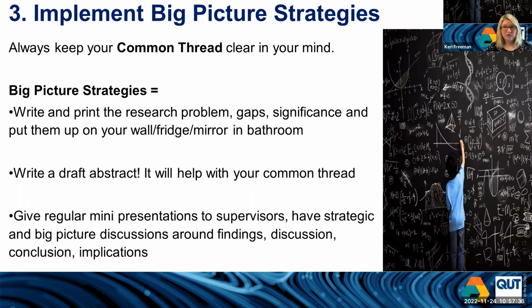So to do this, you need those big picture strategies, okay? So put this into your planning and keep that common thread in your mind. Write out the problem, the gaps, the significance, put them on your wall, put them on your fridge, put them in the bathroom, wherever it is, just stick them up so they're always in the forefront of your mind, and make sure every single section comes back to one of those. Maybe you want to start writing your draft abstract. That's a really good way to help with the common thread.